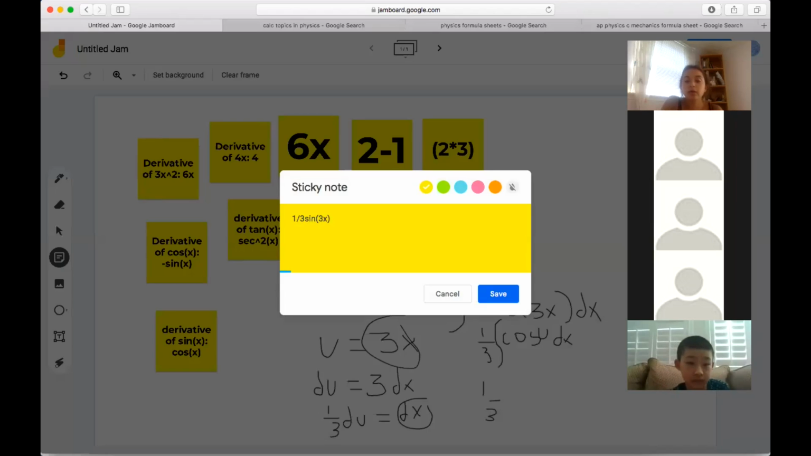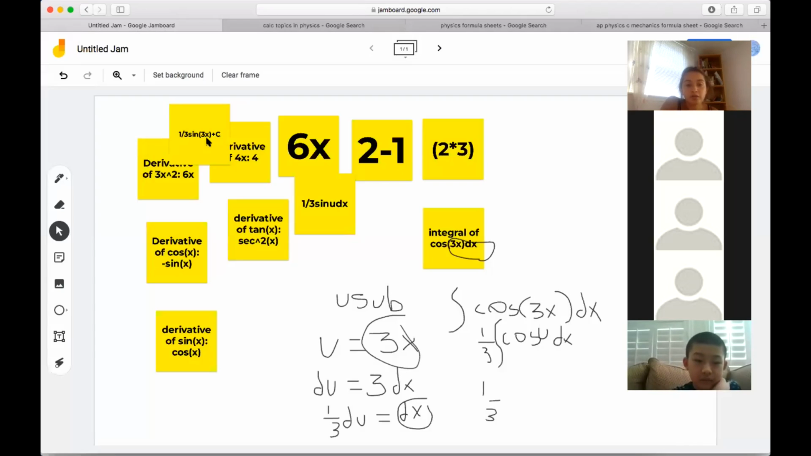And so now it kind of depends. We don't have a given number, so we're going to have to add in a plus c. And this is just a rule you're always going to have to remember. If it's not a definite integral, you're just going to have to add a plus c at the end. So this is our final answer of that integral.